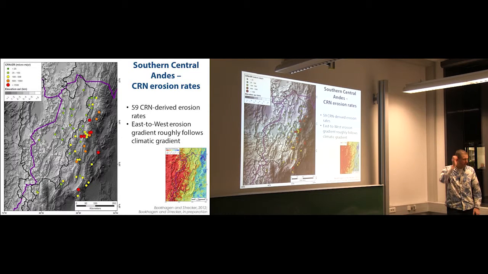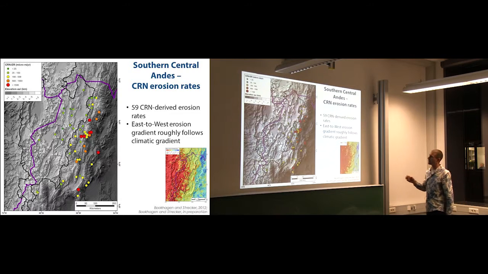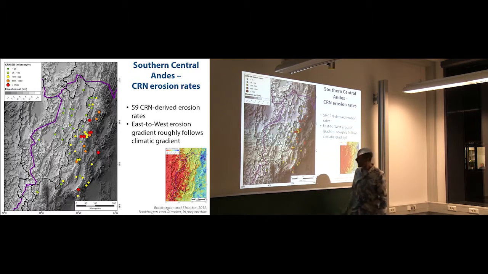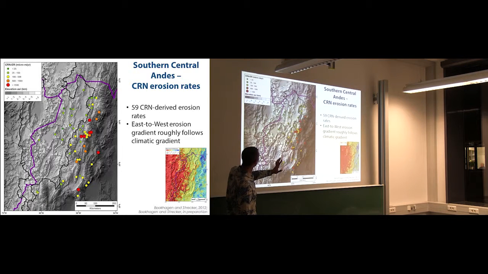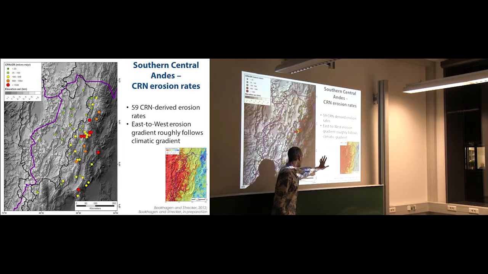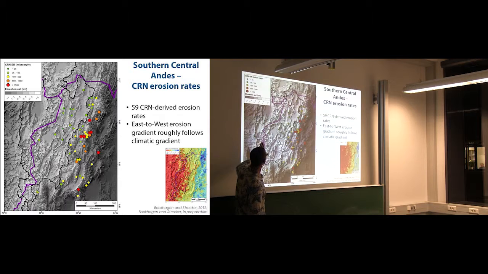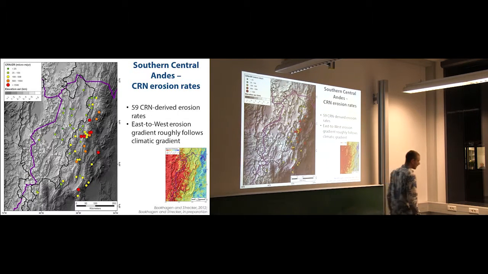So I would like to put the erosion rates that we have talked about in the past 30 minutes or so into a geographical perspective. This is again our study region, and generally what you observe is that going from the wet regions towards the dry regions, we do see a decrease in erosion rates. So the wet regions have erosion rates that are high. The dry regions have erosion rates that are lower.